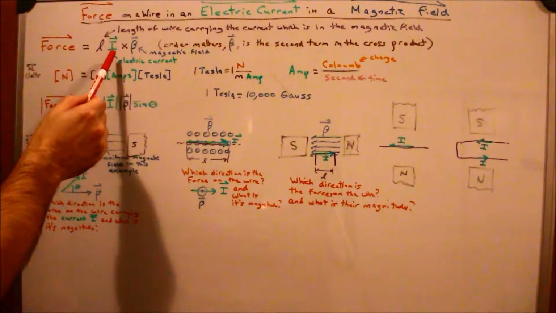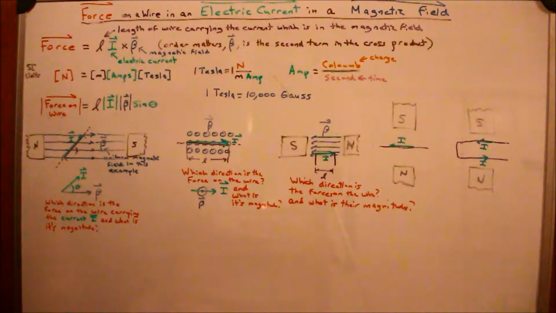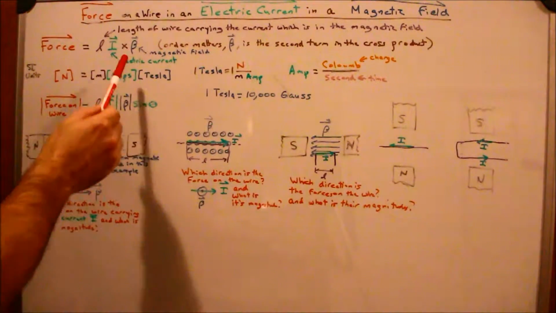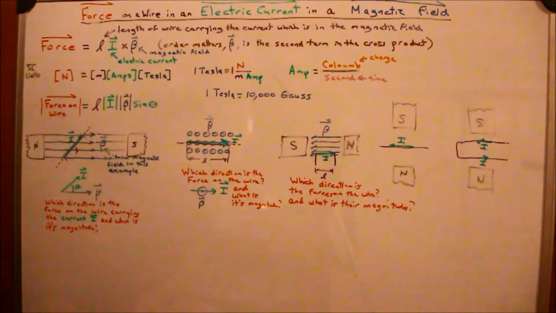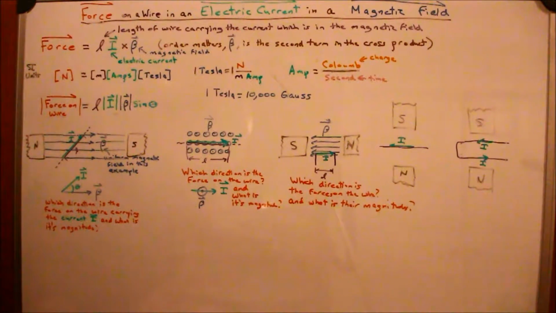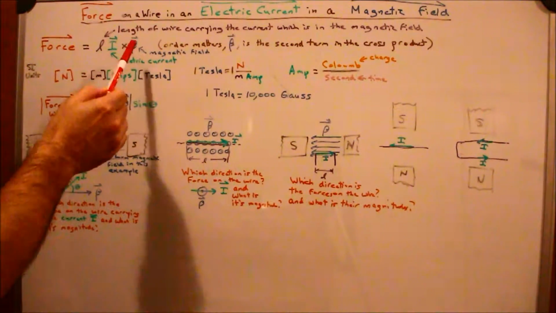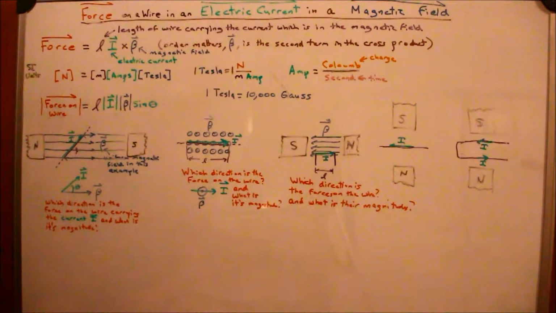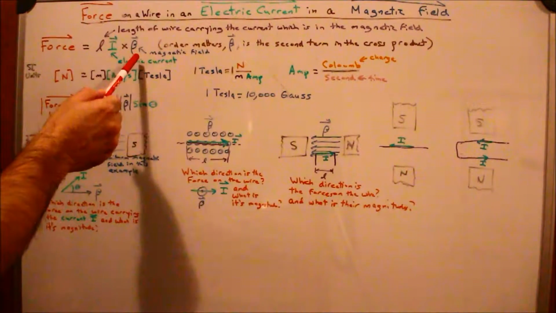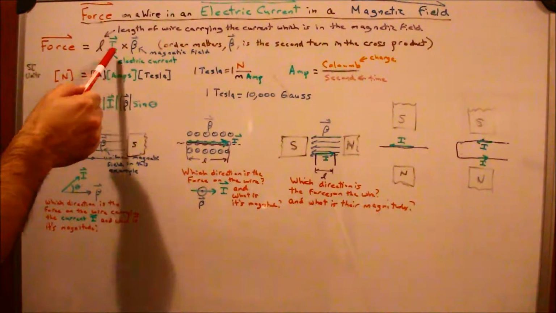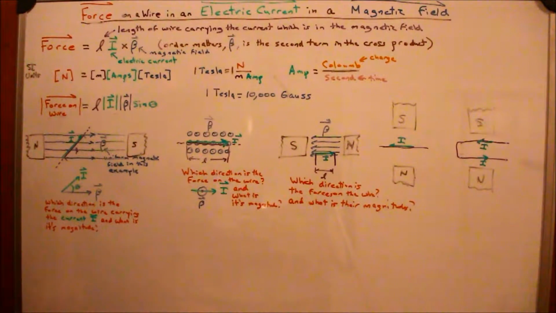So the first term is the vector for the electric current. So this has magnitude and direction. And then the second term in the cross product is the magnetic field, which is also a vector, which also has magnitude and direction. And it's helpful for us anyway to remember that the letter given for the magnetic field is B. B is the second letter, so that happens second. So it's always the current first, and then the B term is the second term in the cross product.